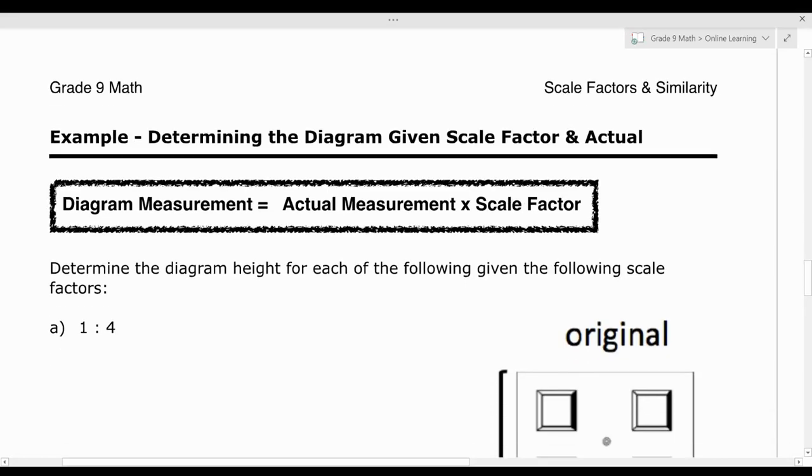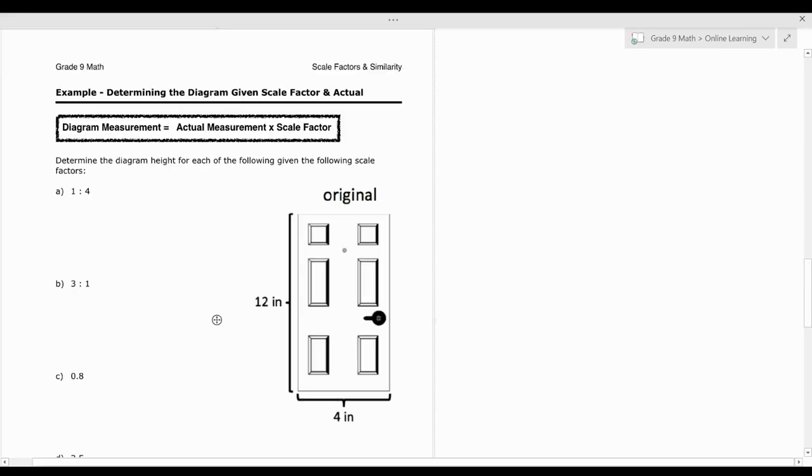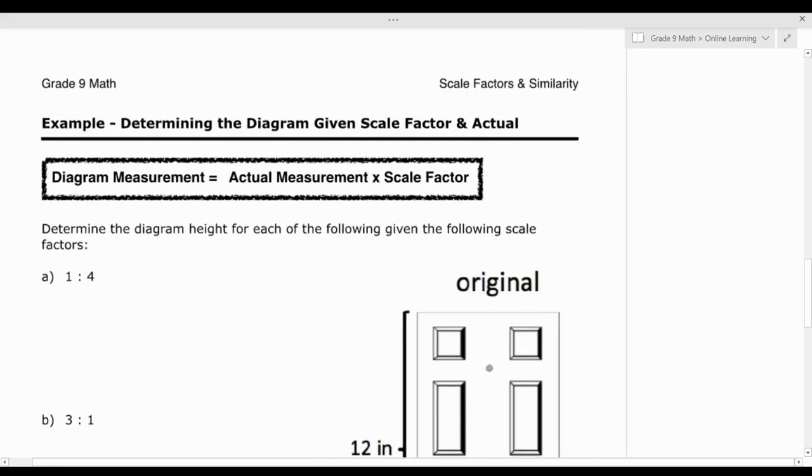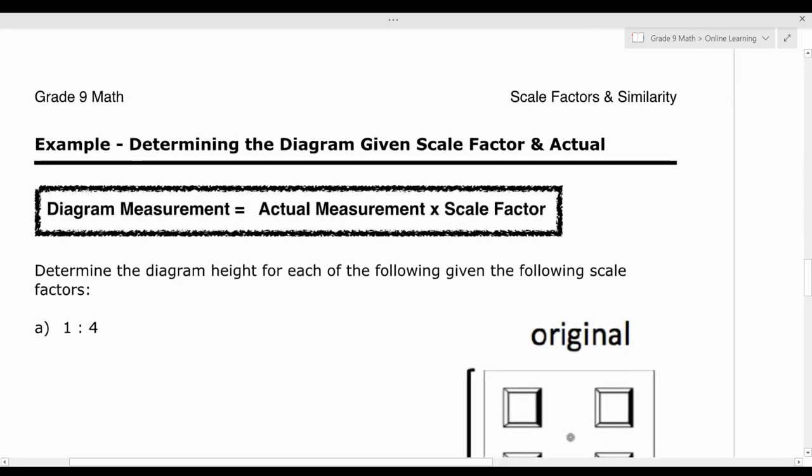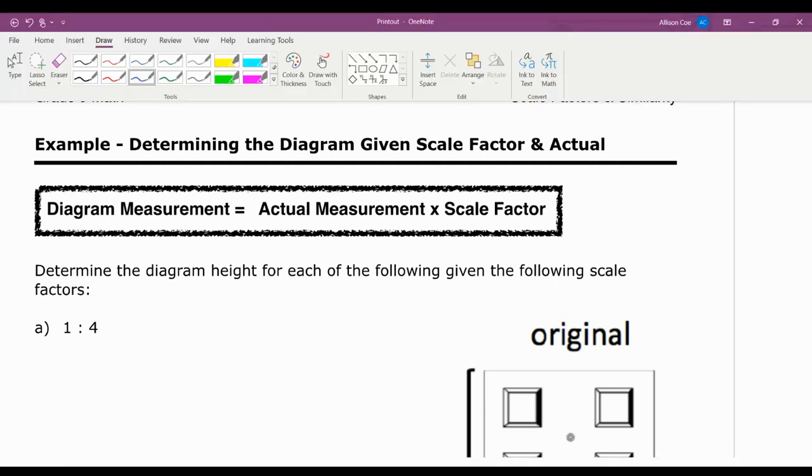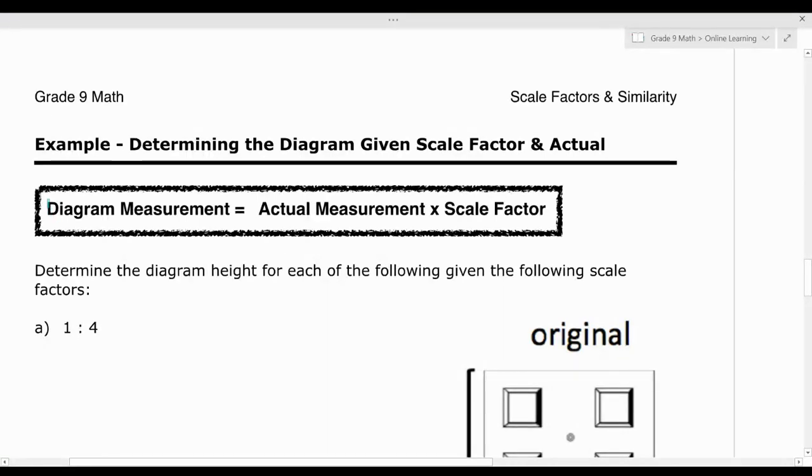Okay, so then the third type of question that comes up when you're talking about scale factors, diagram measurements, actual measurements is kind of the opposite. So this one looks at what if you wanted to determine a diagram measurement and you're given the scale factor and the actual. So again, if we took that original formula, the scale diagram, and manipulated it a little bit, we could get the diagram measurement by itself. And what that means is you would have the actual measurement, and it's always times your scale factor.